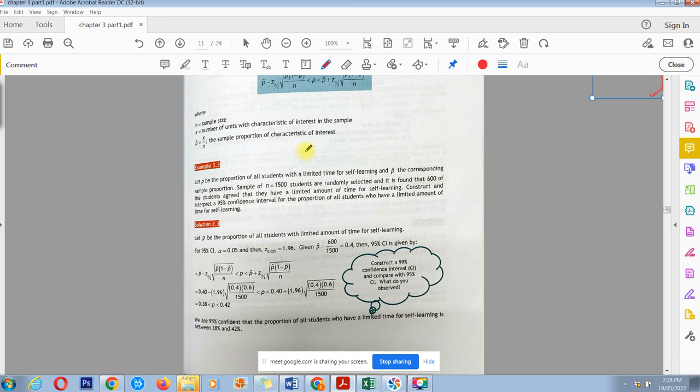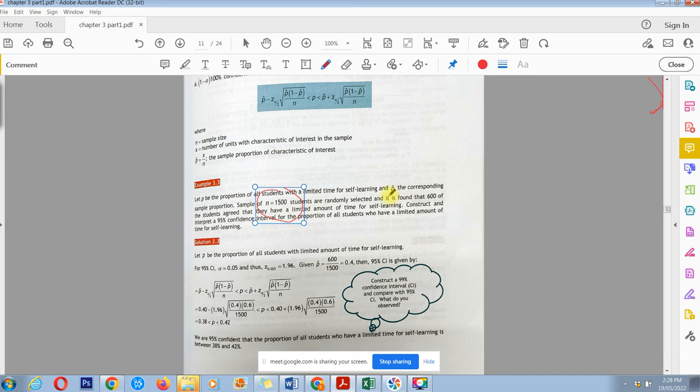Okay, we have p, a proportion of students with limited time for self-learning, and p hat, the corresponding sample proportion. And then the sample size n is 1,500. And then 600 of the students agree that they have a limited amount of time for self-learning. So construct and interpret a 95% confidence interval for the proportion of all students who had a limited amount of time for self-learning. So now we have this information.